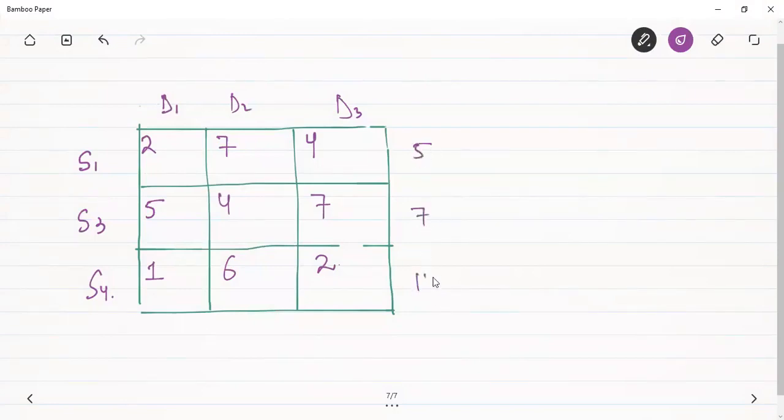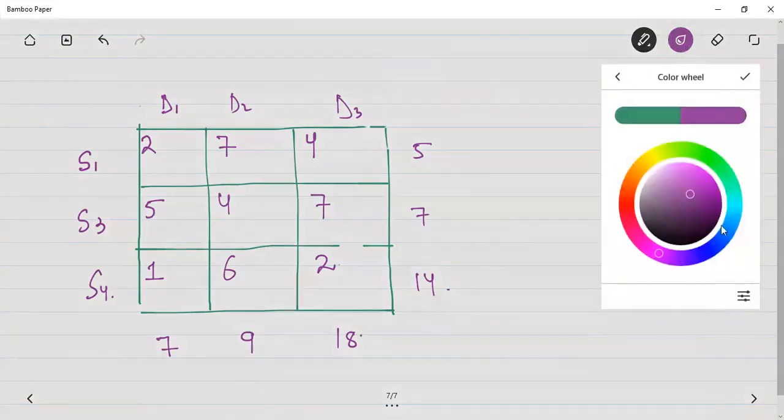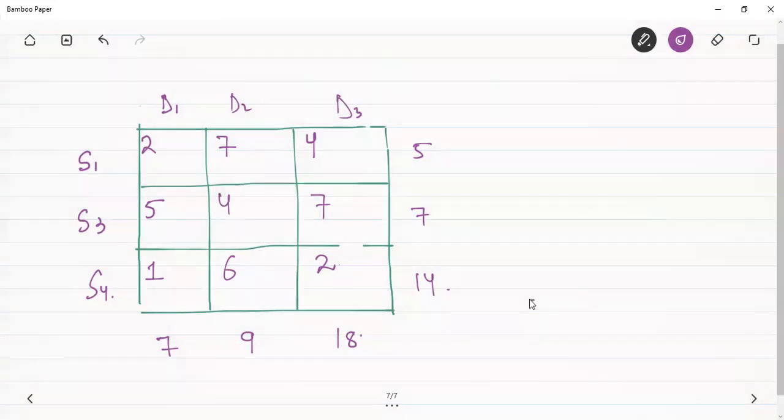5, 7, 14. And the demands 7, 9, 18. Very good. Okay, so this is the table left because the second row has been allocated. Now what we have to do, for the demand, what was it? 10, sir, 10. 18? No, not 18, 10, sir, 10 will remain. Okay, that is what was left there.